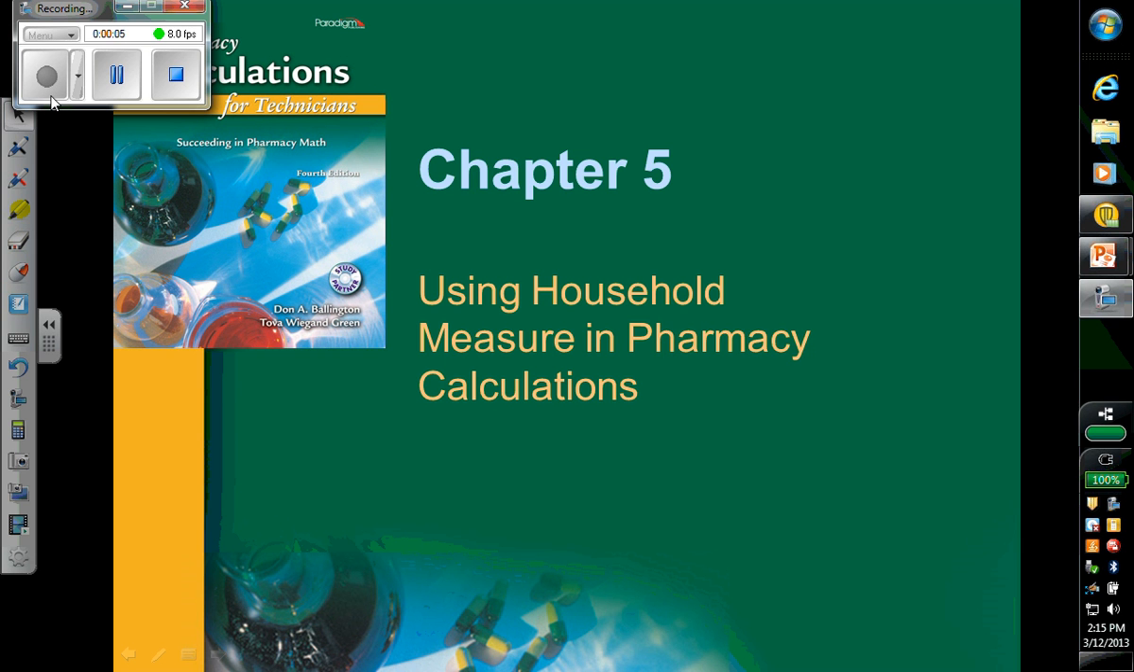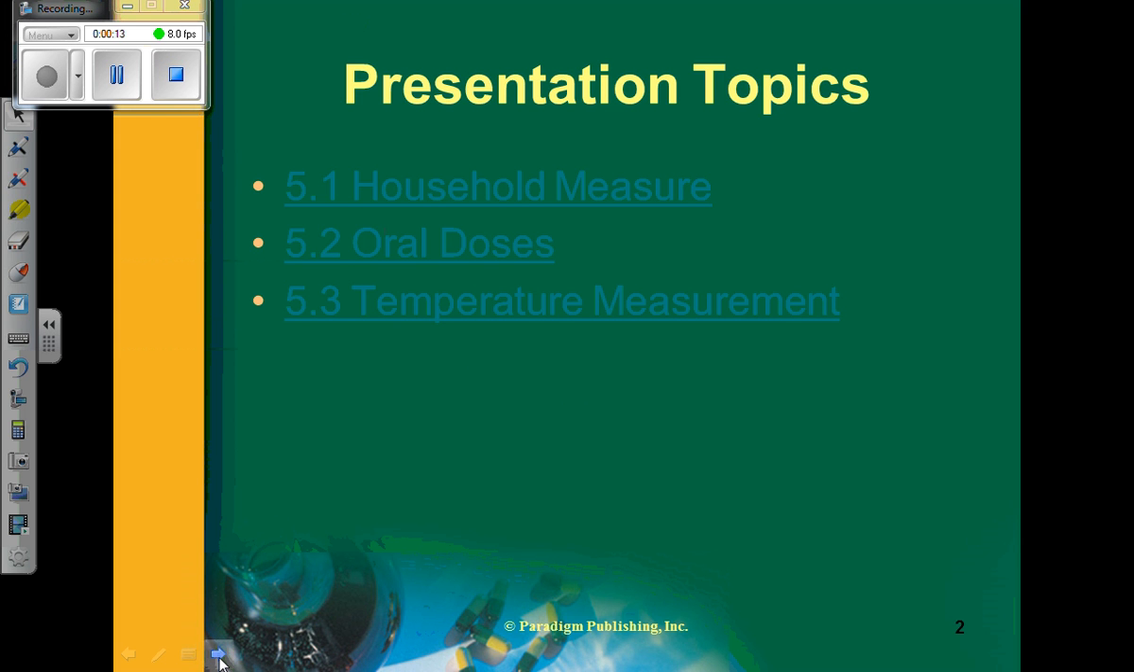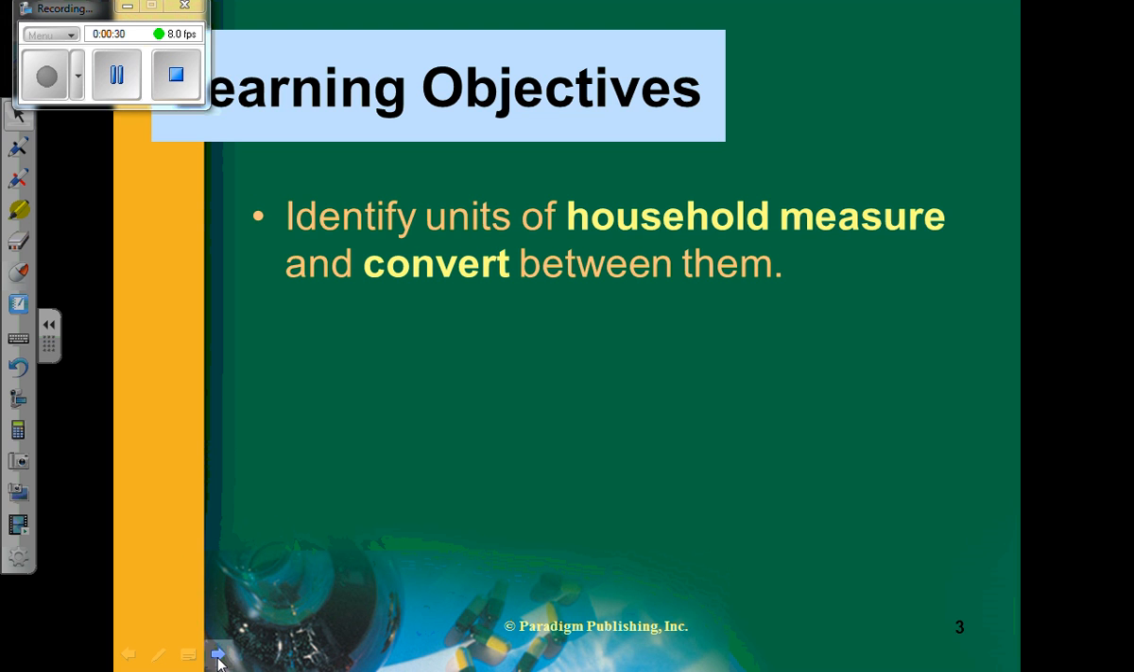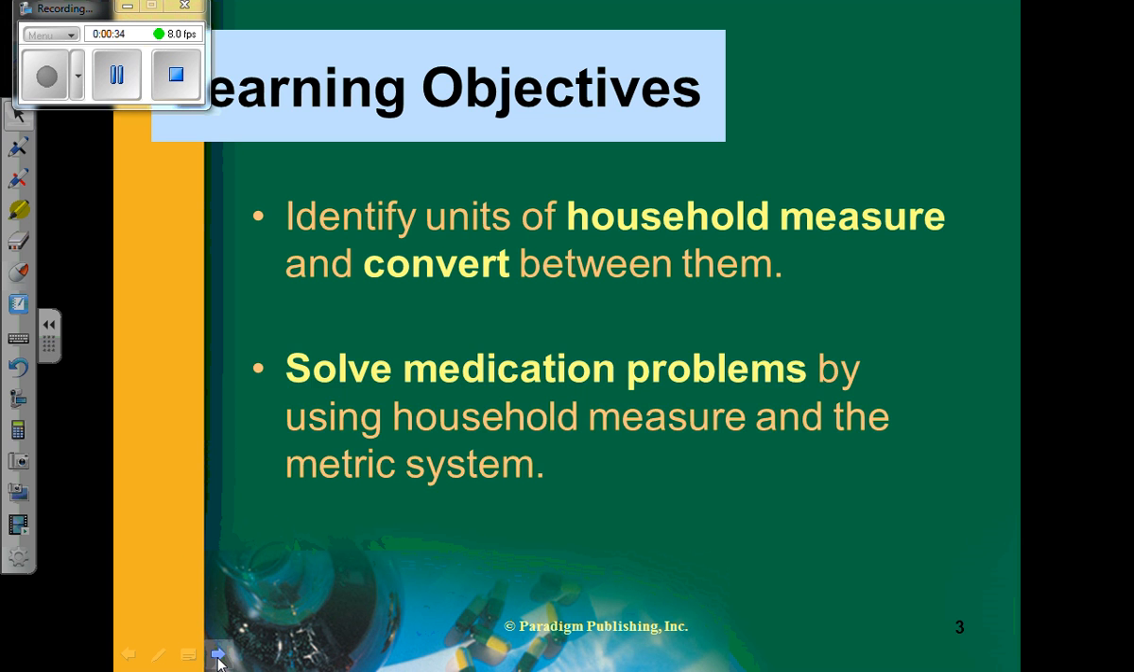Okay, today we're going to be reviewing Chapter 5, using household measures in pharmacy calculations. We have three sections: 5.1 household measure, 5.2 oral doses, and 5.3 temperature measurements. So what we'll do is we'll do these in three different recordings. 5.1 will be the household measures. We have our learning objectives, which I'll let you guys read through.